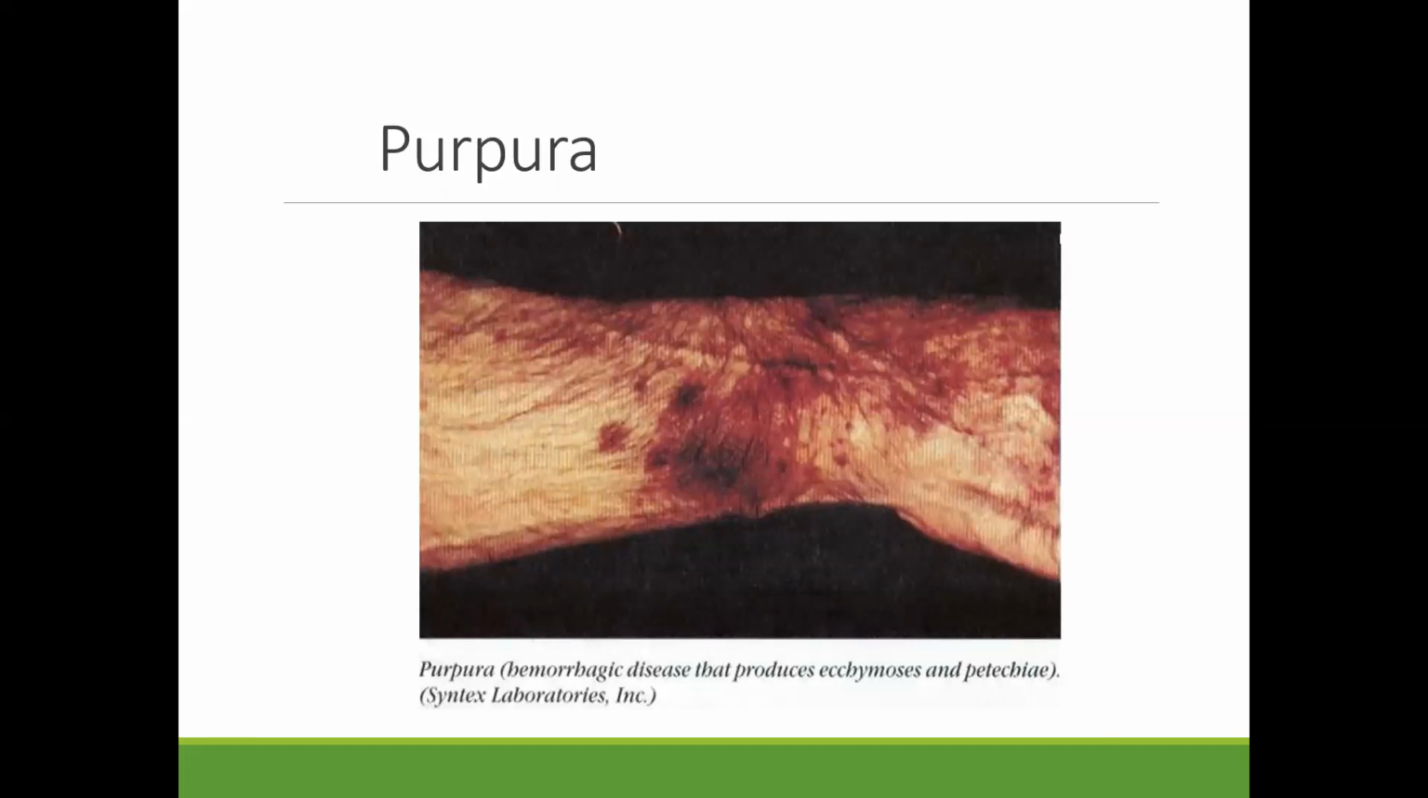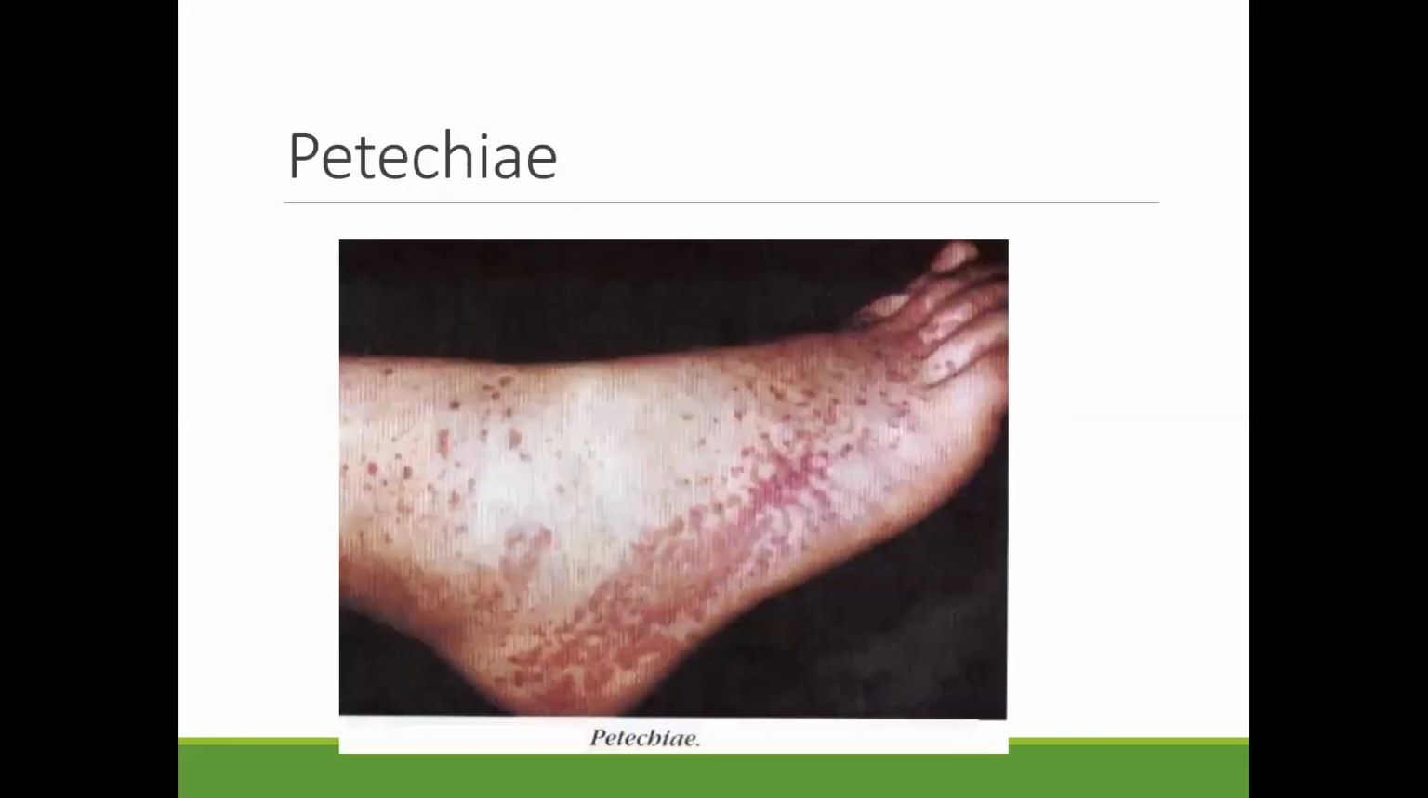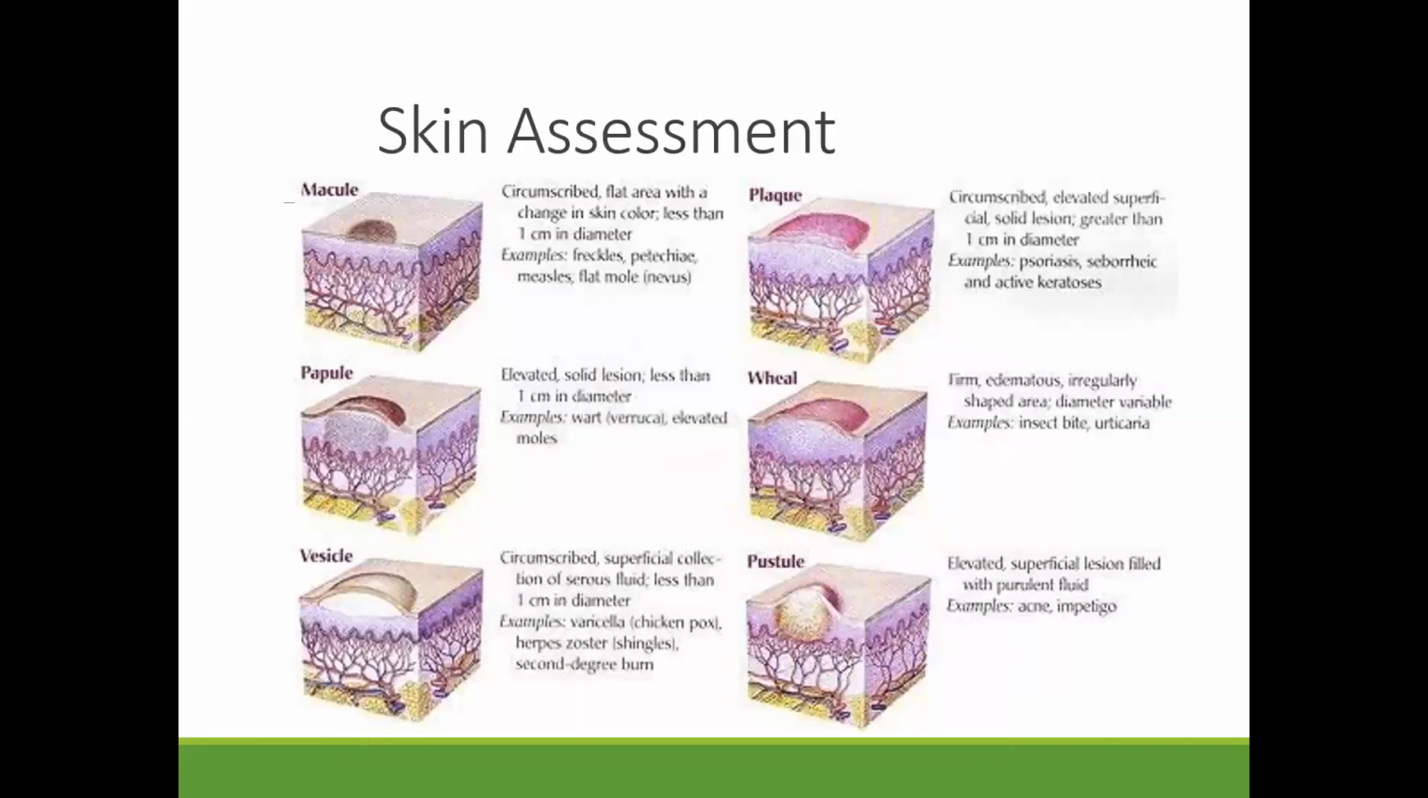Purpura is a hemorrhagic disease that produces ecchymosis and petechiae. Jaundice, that would be a liver problem. Petechiae, little red dots. Skin assessment, these are just the different types of skin assessment.